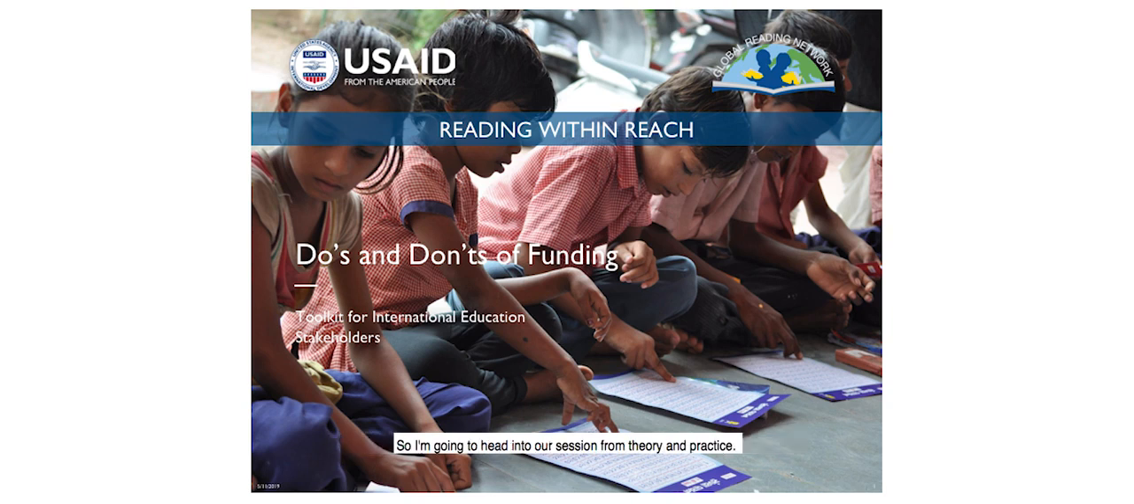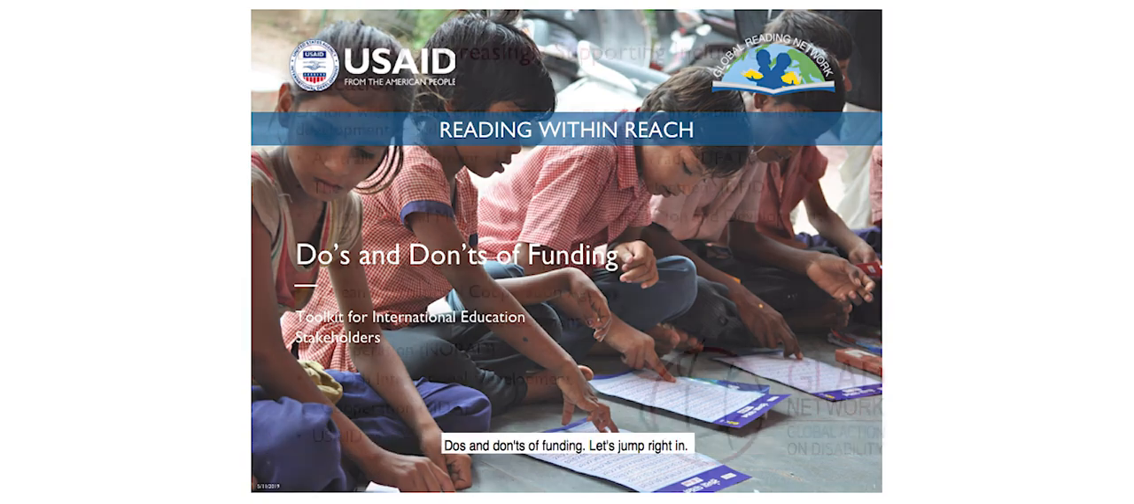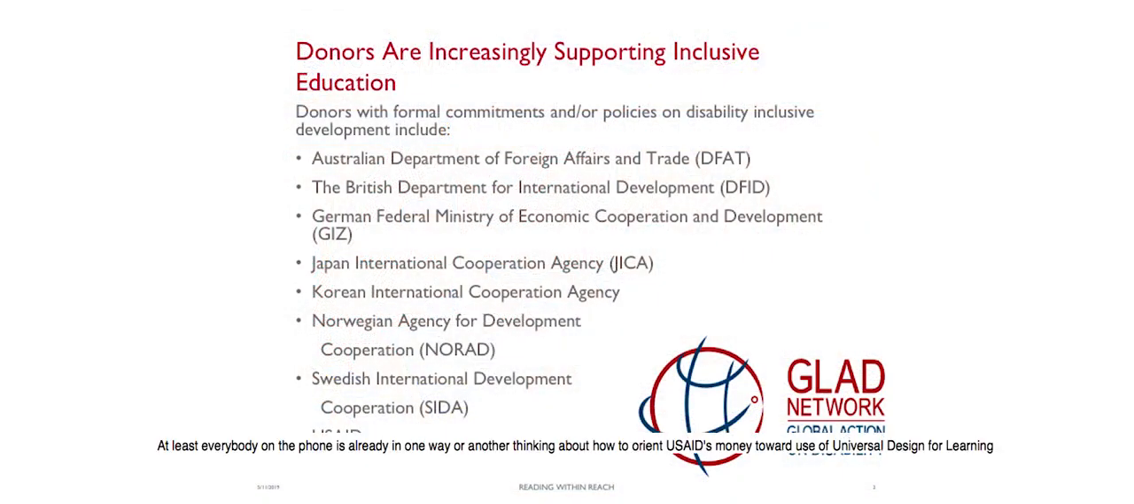So with that said, I'm going to head into our session on From Theory and Into Practice, which really is directed at us at USAID and at other donor organizations that have the ability to sponsor this work. Do's and don'ts of funding. Let's jump right in. So I think we all know this, at least everybody on the phone, I think, is already in one way or another thinking about how to orient USAID monies toward the use of universal design for learning in all of our work, whether we're in a crisis and conflict situation or some other transitional developing situation.